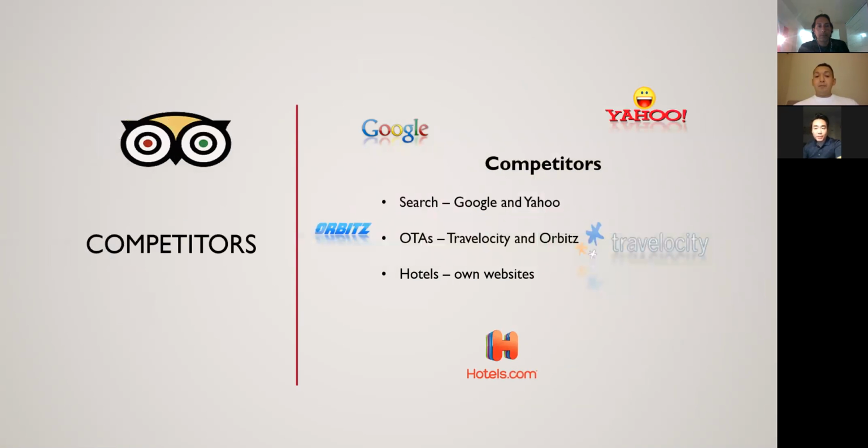So who are TripAdvisor's competitors? Well, for search engines, Google and Yahoo are TripAdvisor's biggest competitors because those search engines have their own online travel agencies. Second biggest competitors are Travelocity and Orbitz. Online travel agencies use the same business model and marketing methods similar to TripAdvisor.